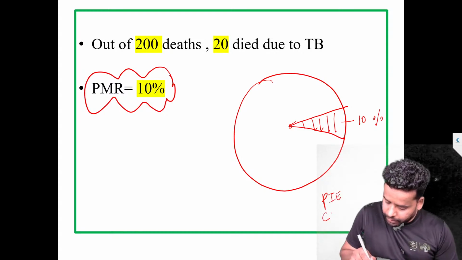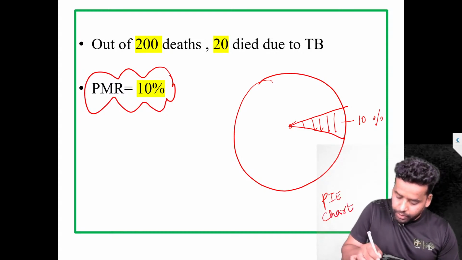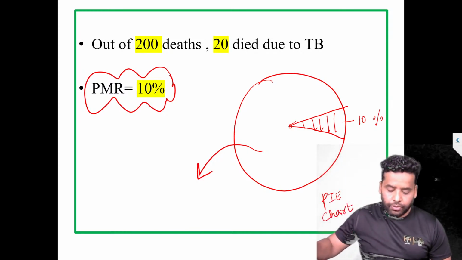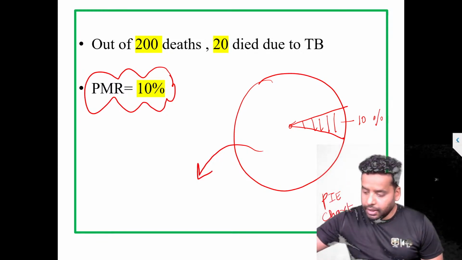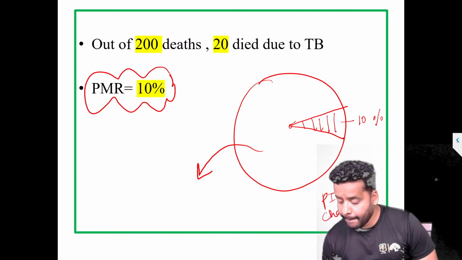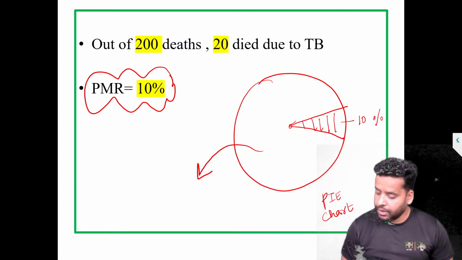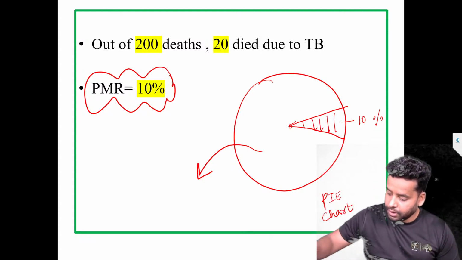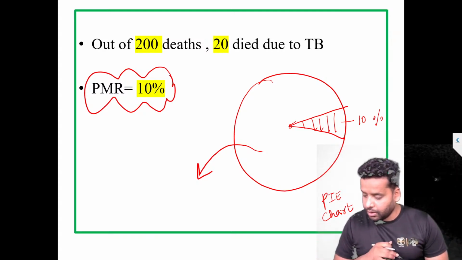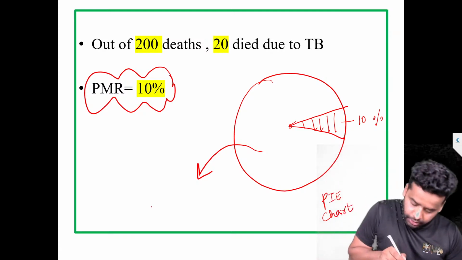Now tell me, what is this portion? Deaths due to accidents, true or false? False. Deaths due to other causes.